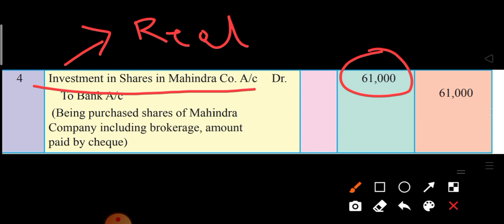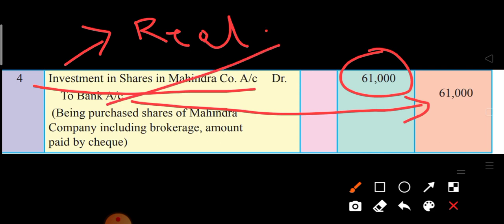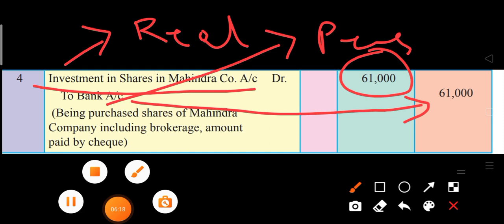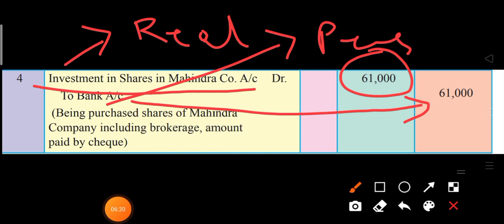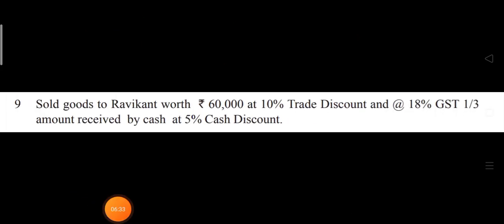And I am making payment for such investment through bank. So some money went out of my bank. So bank is the giver. Bank is a personal account and bank is the giver. Is that clear? And the narration would be: being purchased shares of Mahindra company including brokerage and amount paid by check. Is that clear? Now let's move on towards the next entry.